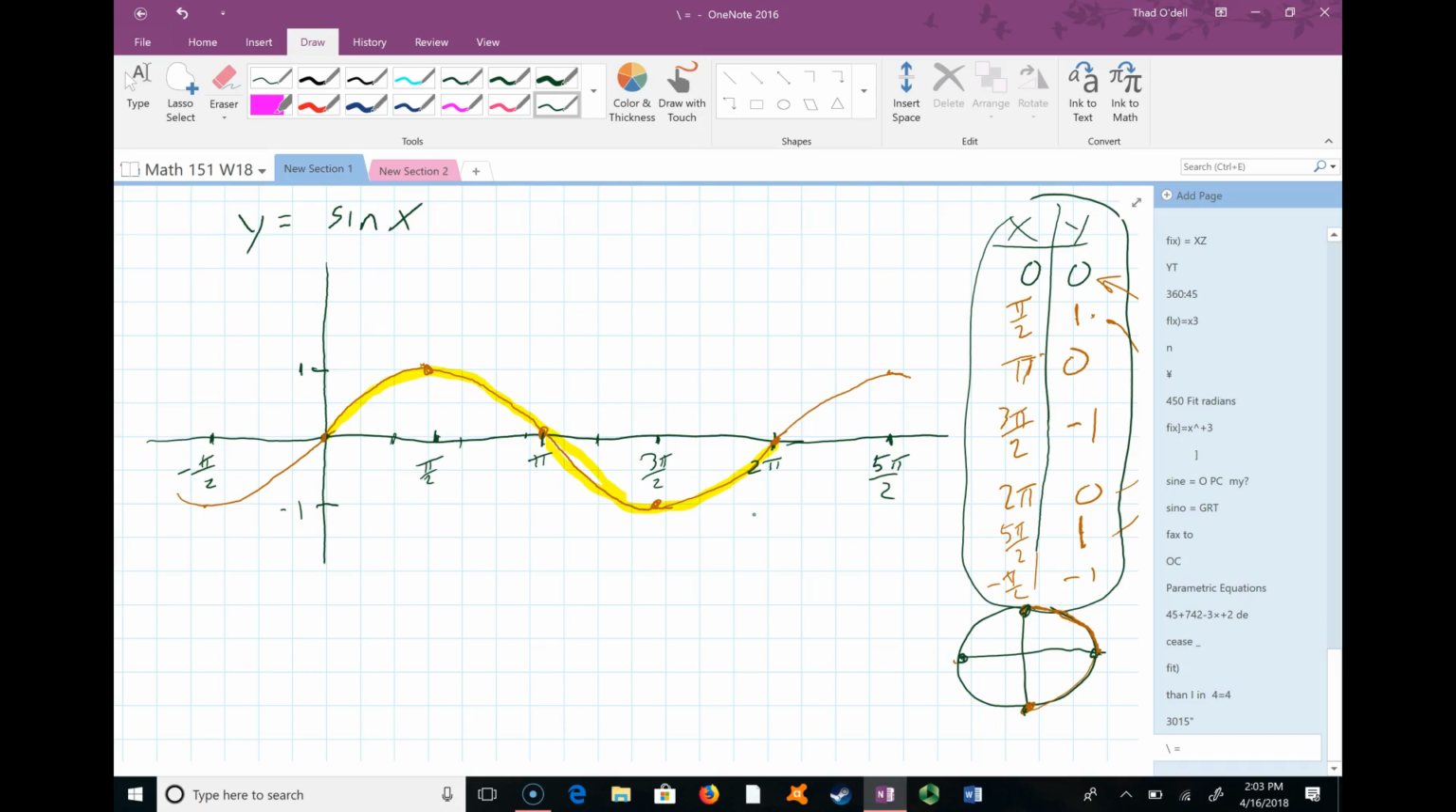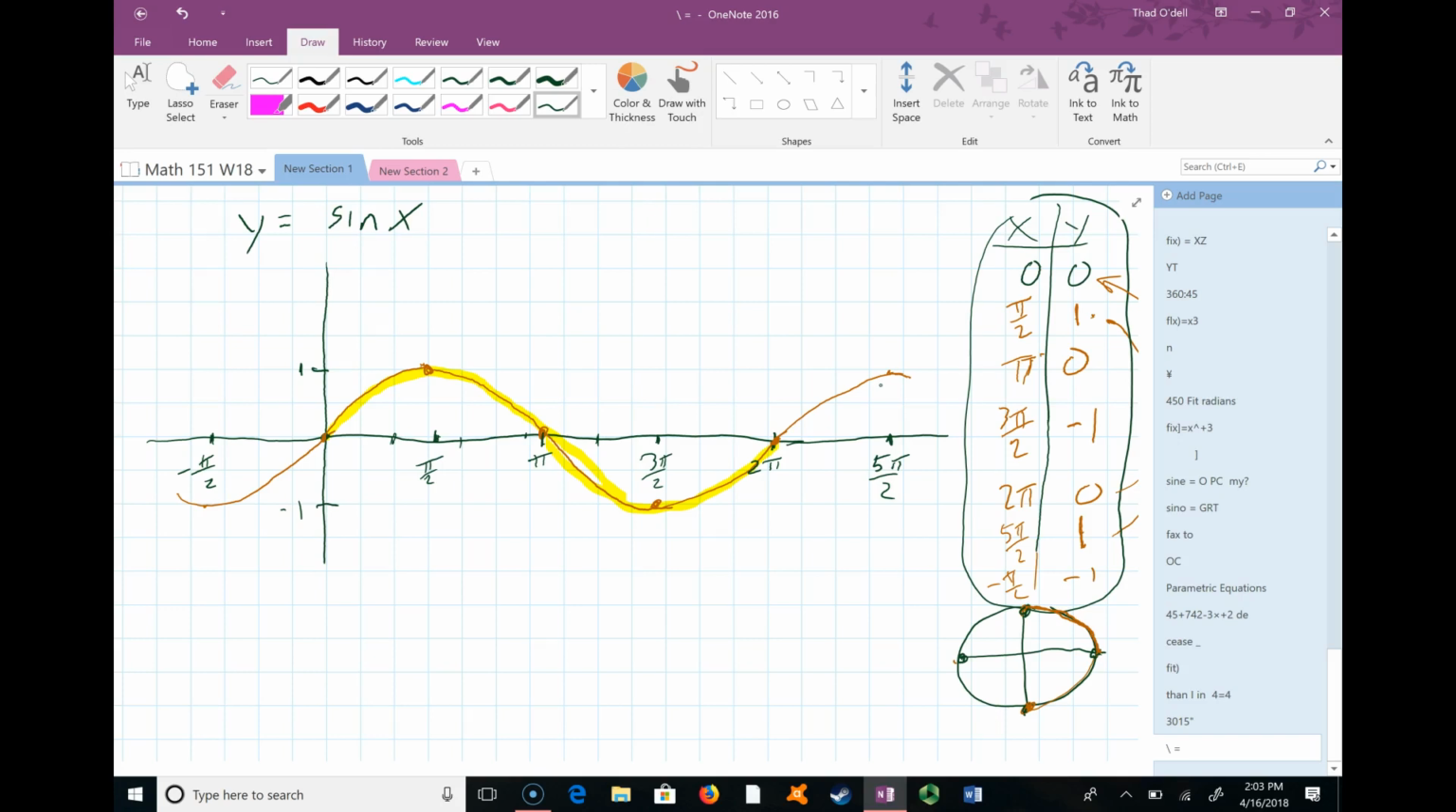Notice it's hitting an x-intercept every pi, so there's 0, pi, 2 pi, 3 pi, 4 pi, 5 pi. Notice it hits a max at pi over 2 and a min at 3 pi over 2, and then another max at 5 pi over 2. So every other odd multiple of pi over 2 is a max, and every other odd multiple of pi over 2 is a minimum.